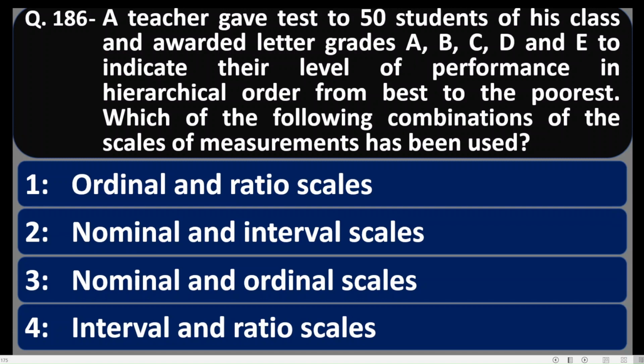And again, it is said A, B, C, D, and E to indicate their level of performance in hierarchical order, means in particular order. So it is ordinal scale from best to poorest. So here nominal and ordinal scales are used. The combination that is given in option number 3 is correct.